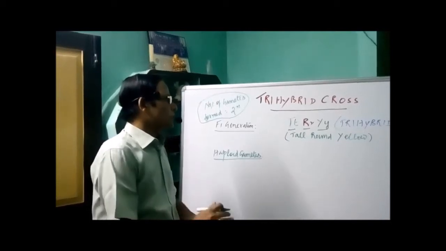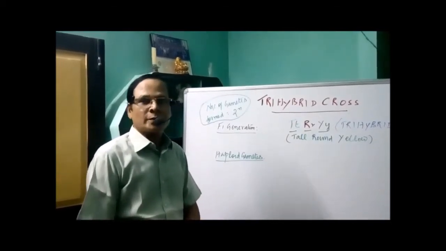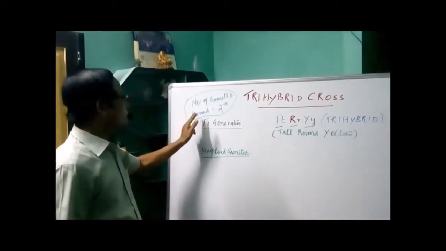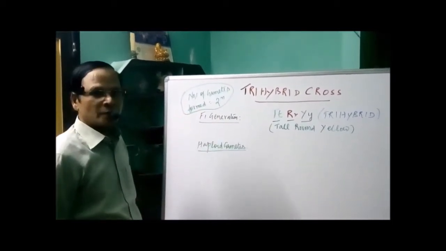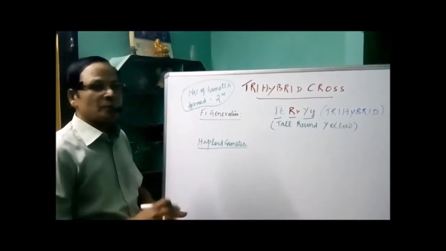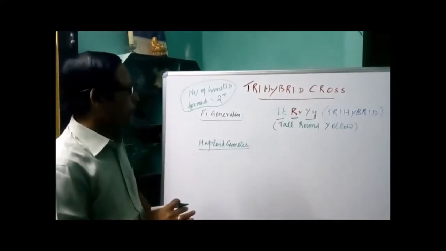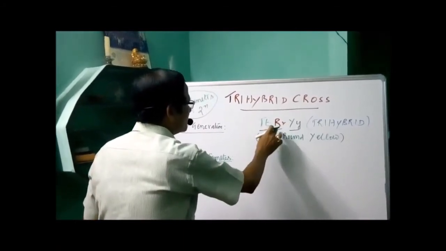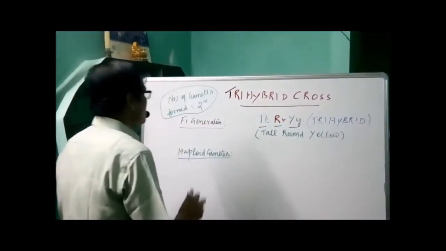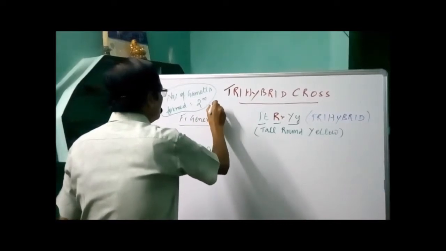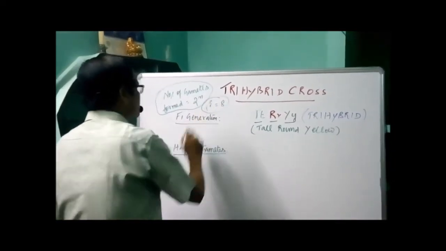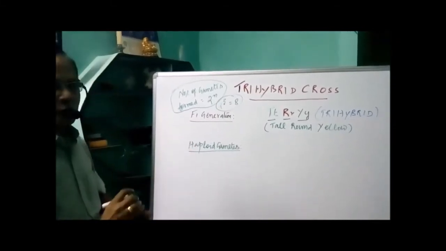What are the gametes produced by this F1 trihybrid? As we know, the number of gametes formed is equal to 2 power n, where n is the number of heterozygous loci. Now we have 3 heterozygous loci: this is one, this is another one, this is another one. So we have 2 power 3, 8 possible gametes produced.